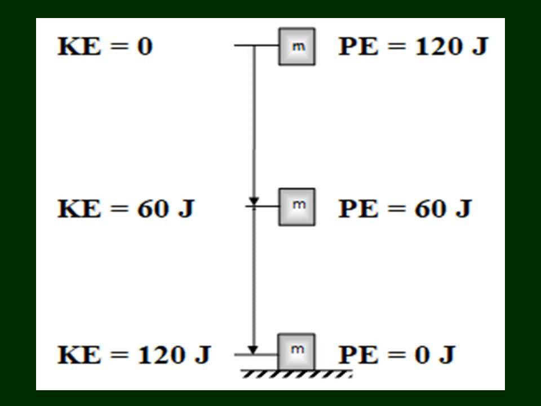Here on the ground, before hitting the ground, the kinetic energy equals 120 and the potential energy equals 0. So the mechanical energy equals 120. So the mechanical energy is the same, neglecting any friction force, any air resistance. So the mechanical energy is conserved, it is the same: 120, 120, 120. Clear? Okay. Let's discuss an example.